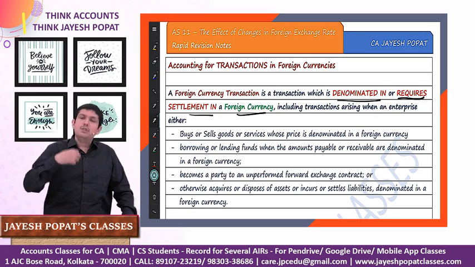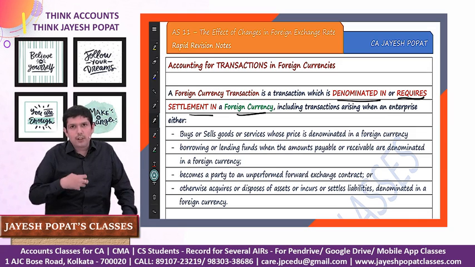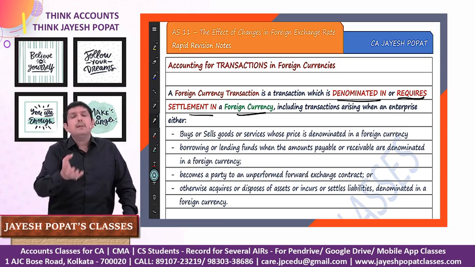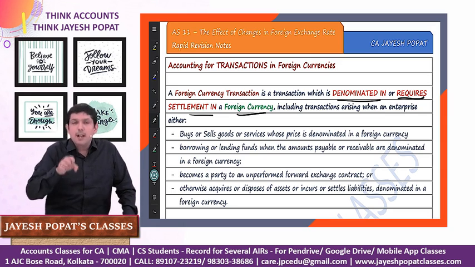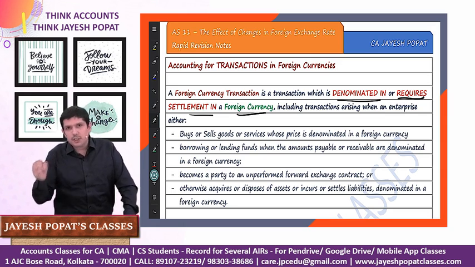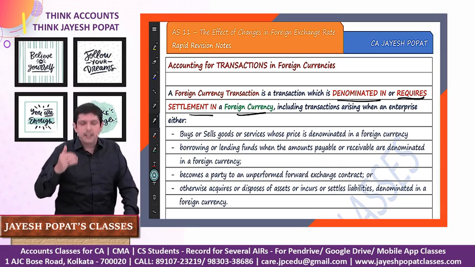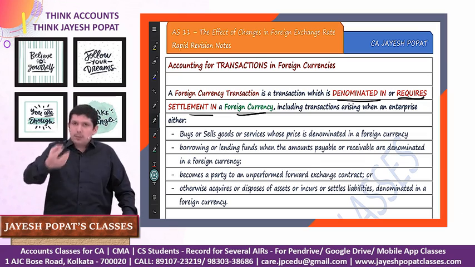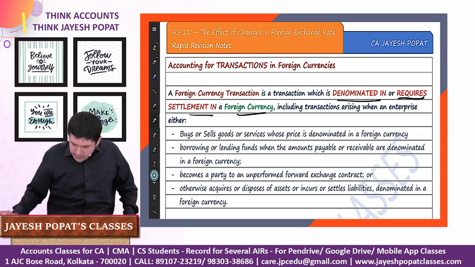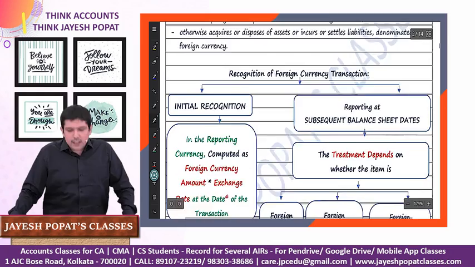That means when we purchase goods, when we sell goods, when we take a loan in foreign currency, when we lend to somebody outside India, that will be treated as foreign currency lending. When we become party to an unperformed forward exchange contract, what a forward exchange contract is we'll understand a little later. Or any other asset or liability which is to be received or paid in foreign currency will be treated as a foreign currency transaction.